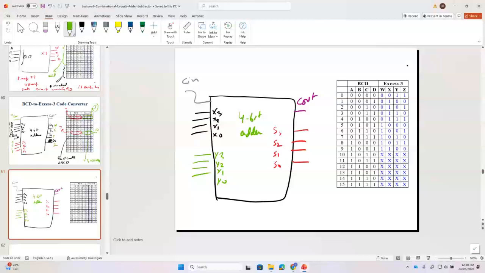Can I write something like this? What is my XS3 code? It is BCD plus 2 plus 1. Can I write that, because 2 plus 1 is 3? Yes. What should I write here?